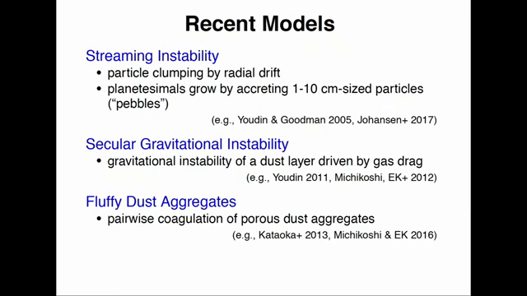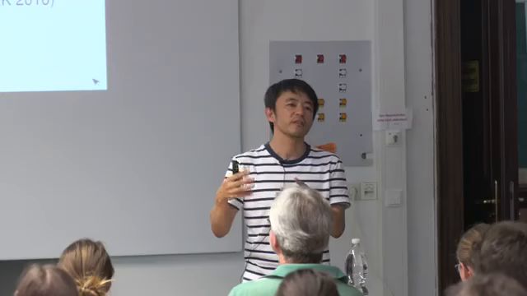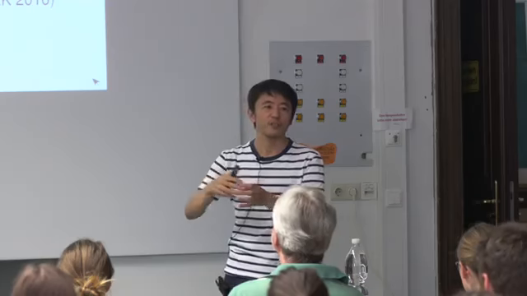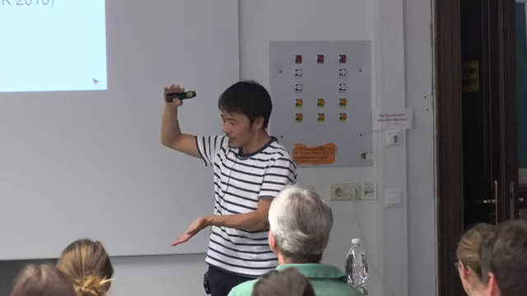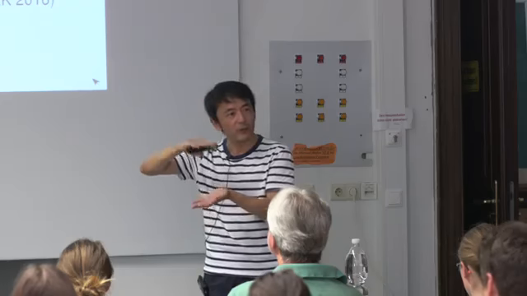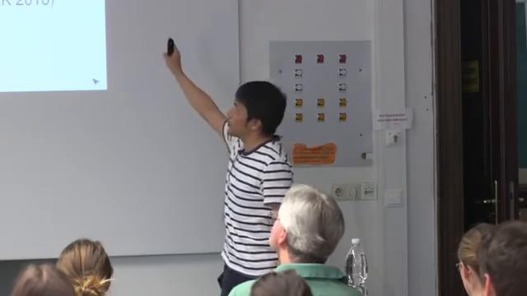The second one is secular gravitational instability, which I worked on. This is not the dynamical gravitational instability we talked about here, but the secular gravitational instability, which occurs on a time scale of energy dissipation. In this case, the dust component's kinetic energy is dissipated by gas friction. On this time scale, very gradually, the dust can settle toward the midplane, but on a longer time scale. So this is also one possibility.